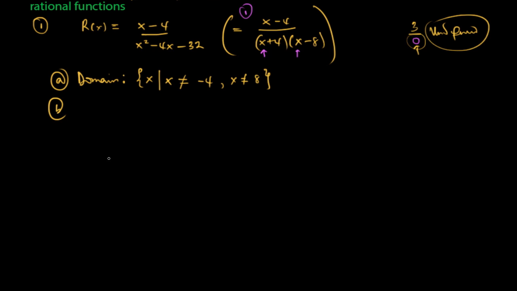Now the next one is, we want to find the vertical asymptote. How do you find the vertical asymptote of a rational function? The very first step is you reduce the rational function into its lowest term. What we have here is x minus 4 divided by x plus 4 times x minus 8. Looking at this rational function, nothing crosses out, because you have x minus 4 here, x plus 4, and x minus 8 here.